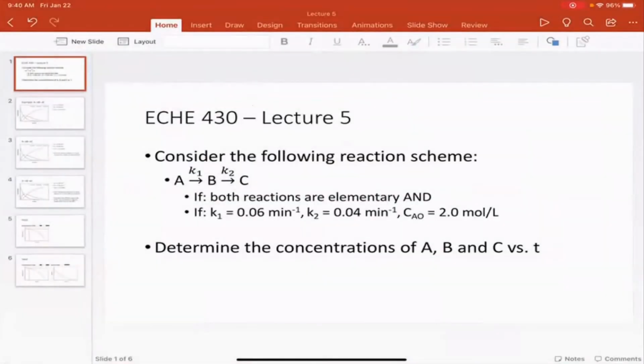In class today, we are going to solve a very classic problem, and that is to consider a series reaction where A goes to B, which of course we've talked about and we've seen already this semester, and then B goes to C. And we want to solve this problem assuming that both reactions are elementary and these reaction rate constants, K1 is 0.06 inverse minutes, K2 is 0.04 inverse minutes. We know the initial concentration of A, the initial concentrations of B and C are both equal to 0. And so determine the concentration of A, B, and C as a function of time.